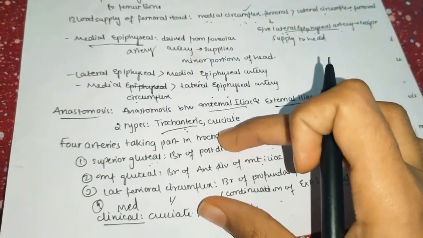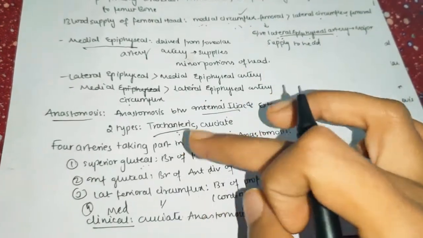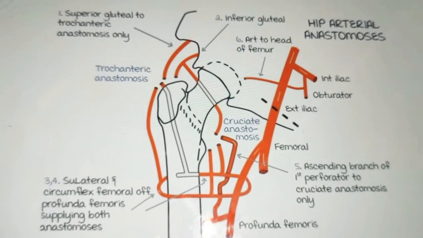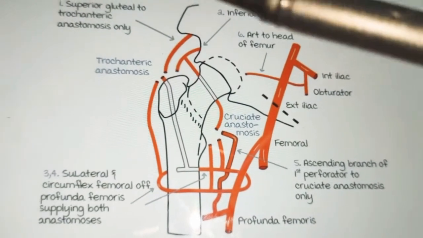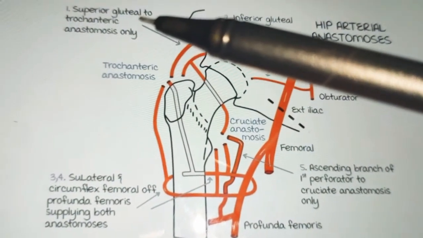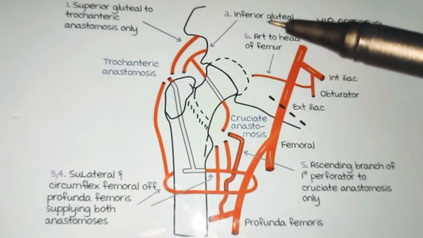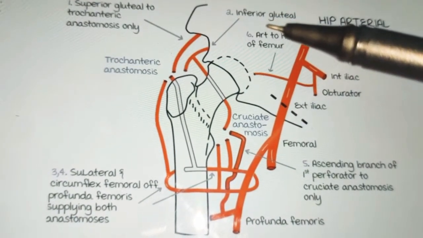So let us check out the diagram and understand this trochanteric anastomosis more clearly. In this diagram you can see the trochanteric anastomosis and the different arteries. The first artery is the superior gluteal artery, which is coming from the internal iliac, and the next one is the inferior gluteal artery, which is also coming from the internal iliac.